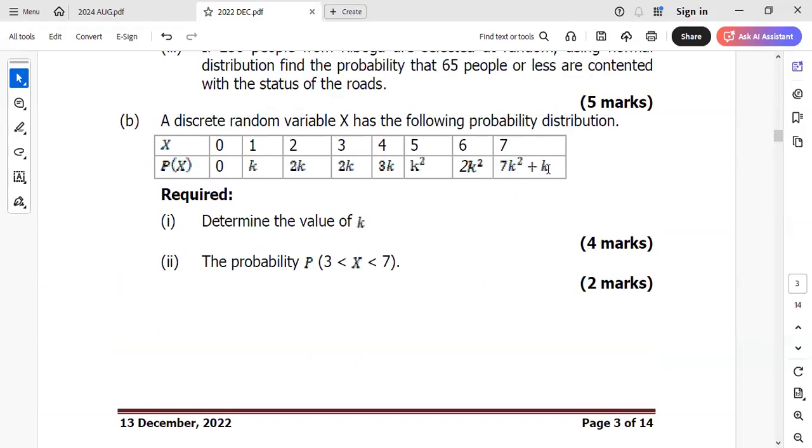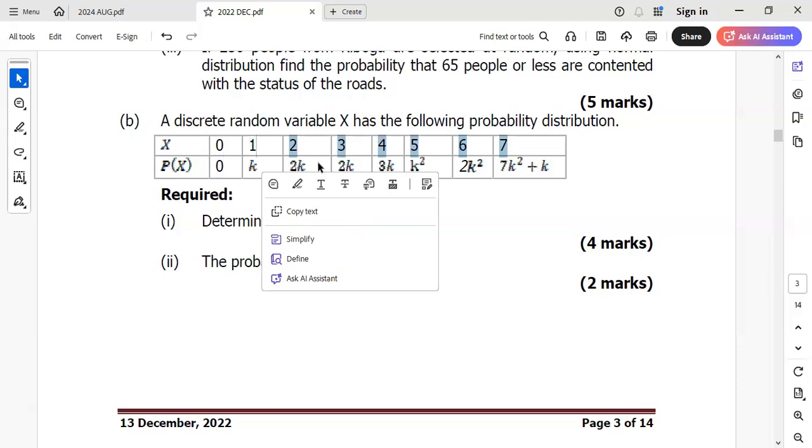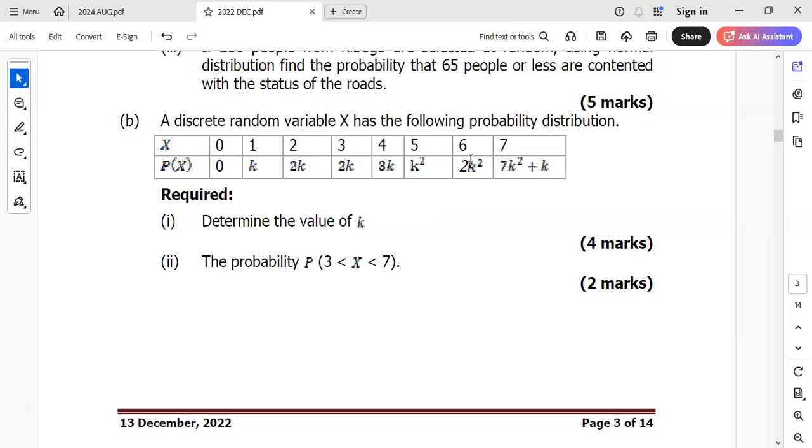By the way, isn't it the same? It's like the other August 2020, like the other August 2024. Almost the same. 1k plus 2k, that is 3k, plus 2k, that is 5k, plus 3k, that is 8k. 8k plus 1, that is 9k. So you have 0 plus 9k, plus k squared plus 2k squared, that is 3k squared, plus 7, that is 10k squared.